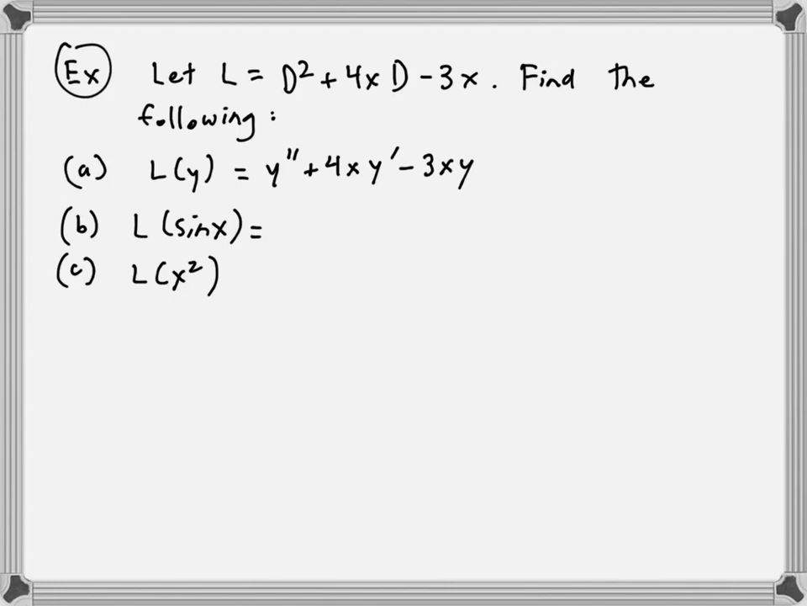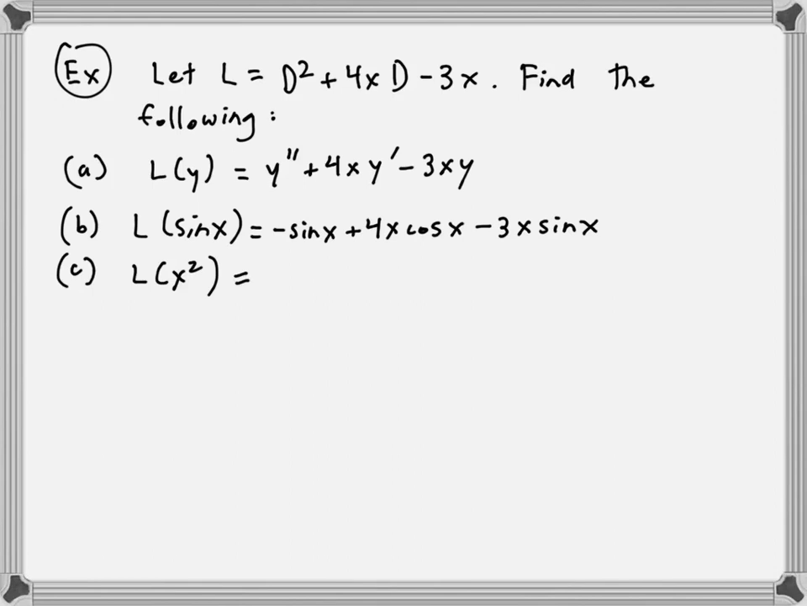So how would we apply it to sine of x? This is a particular function now, right? So what would the second derivative of sine x be? Well, first derivative is cosine, and then we get negative sine x. So we get negative sine x plus 4x times cosine x minus 3x sine x. Okay, so there you go.